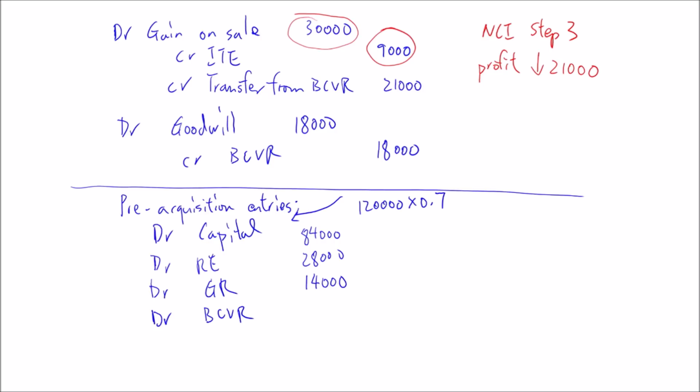With BCVR, there are three components that we want to eliminate. The first one is the machinery. Based on our journal, we recognize 7,000 of BCVR, 70% will belong to the parent entity. After that, we also got land, which is 21,000, also 70%. Finally, we also need to add the goodwill as well, but be careful, because this one we want to look at the amount of goodwill that belongs to the parent entity.